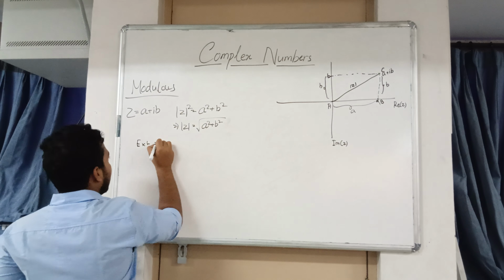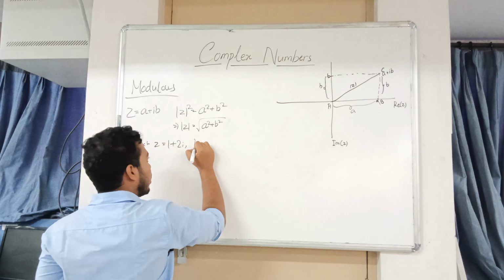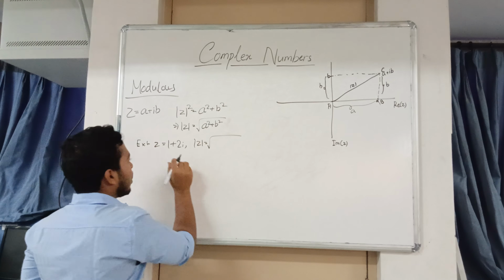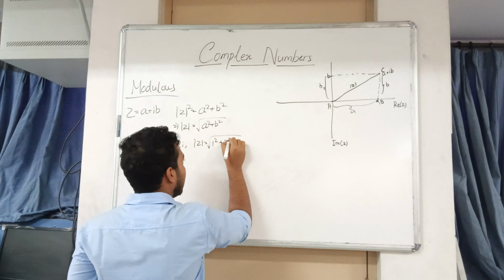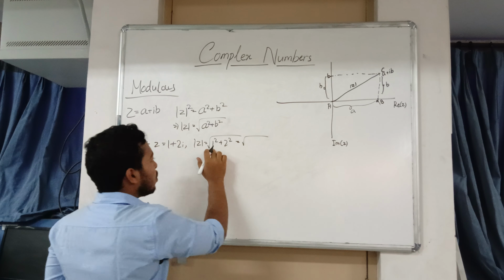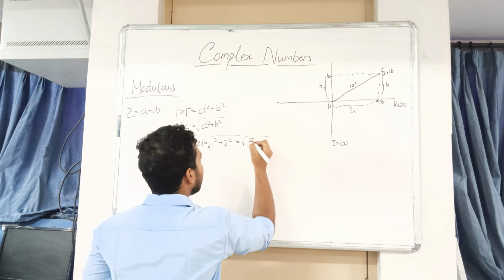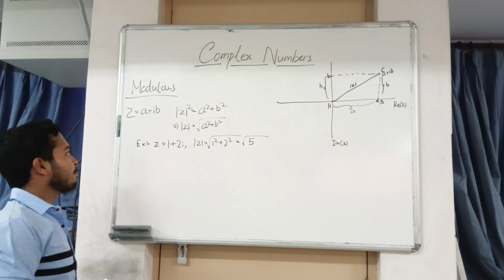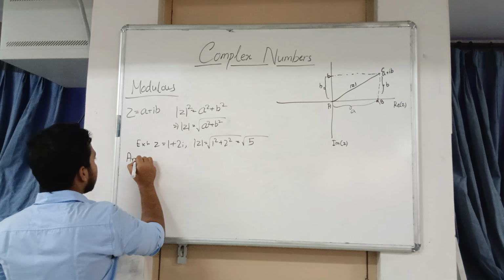Example, if z is equal to 1 + 2i, then the modulus of z is equal to the square root of 1 squared plus 2 squared. So this would be equal to 1 squared, which is 1, and 2 squared is 4. So 1 plus 4, 5. So it would be root 5. Okay. Moving on to the next topic, argument of a complex number.